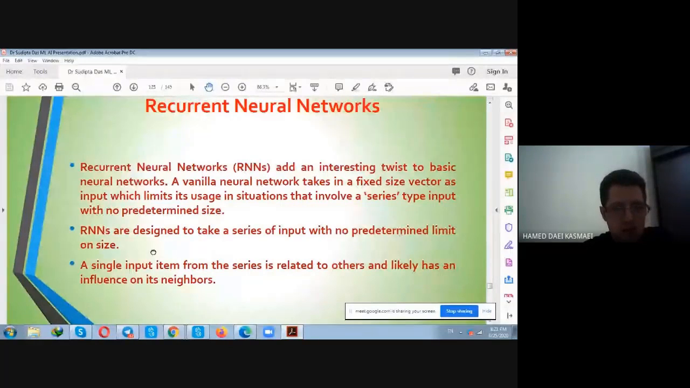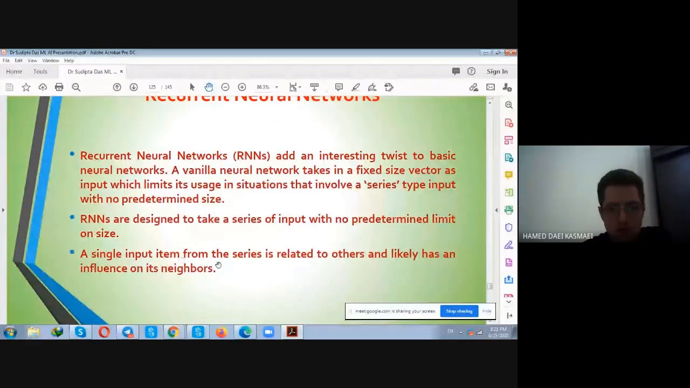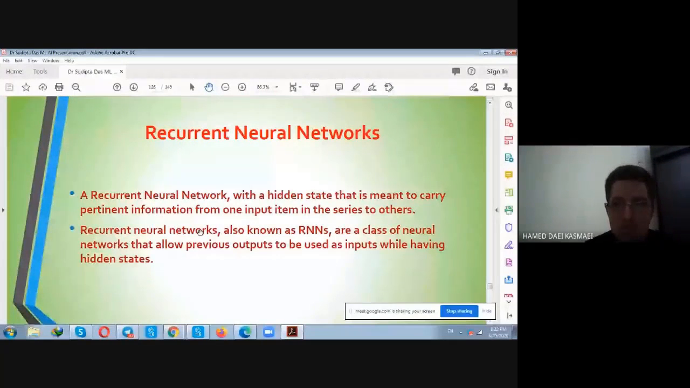A single input item from the series is related to others and likely has an influence on its neighbors. Neighbors means the other nodes that you will see in a neural network as a full network. A recurrent neural network has a hidden state that is meant to carry pertinent information from one input item in the series to others. So recurrent neural networks, also known as RNNs, are a class of neural networks that allow previous outputs to be used as inputs while having a hidden state.